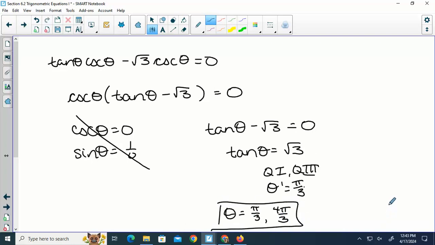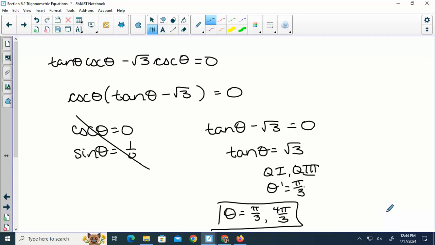So does that mean cosecant, cotangent, and secant can never equal 0? Secant and cosecant cannot, because they're the reciprocals of sine and cosine, so we can't have the reciprocal of 0. But cotangent can, because, remember, tangent and cotangent can be anything.